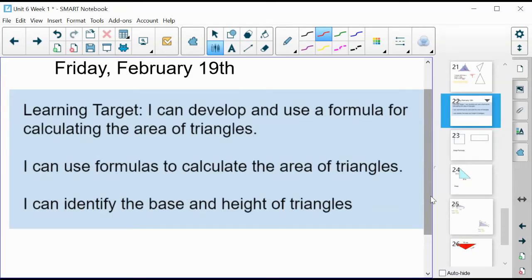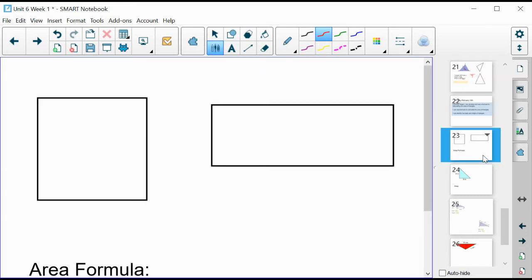Okay, the learning target we're going to do in this video is I can develop and use a formula for calculating the area of triangles. We also are going to have to do a little bit of our base and height. So real quick, I want to remind you of this.